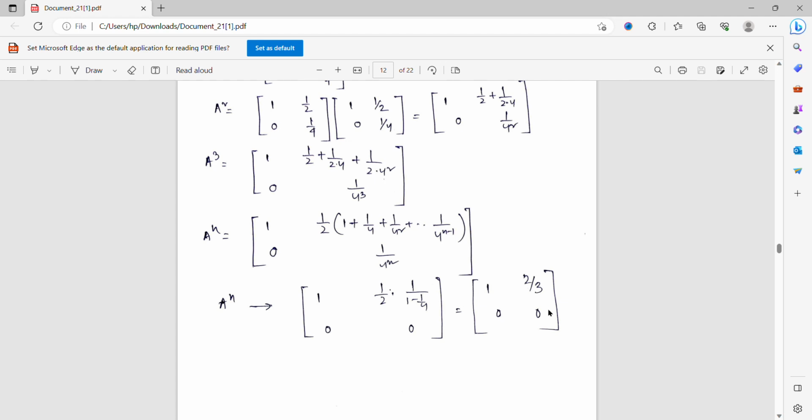So here the B matrix is 1, 2/3, 0, 0. But here I have a term 2/3. But in the question it is given that all the entries are either 0 or 1. So that's why it is false. Okay. So it is a very important concept.